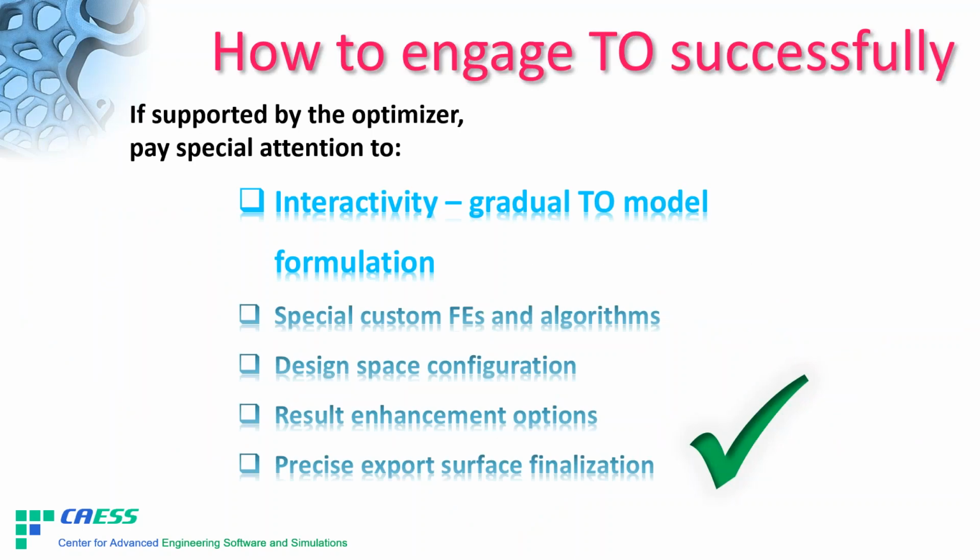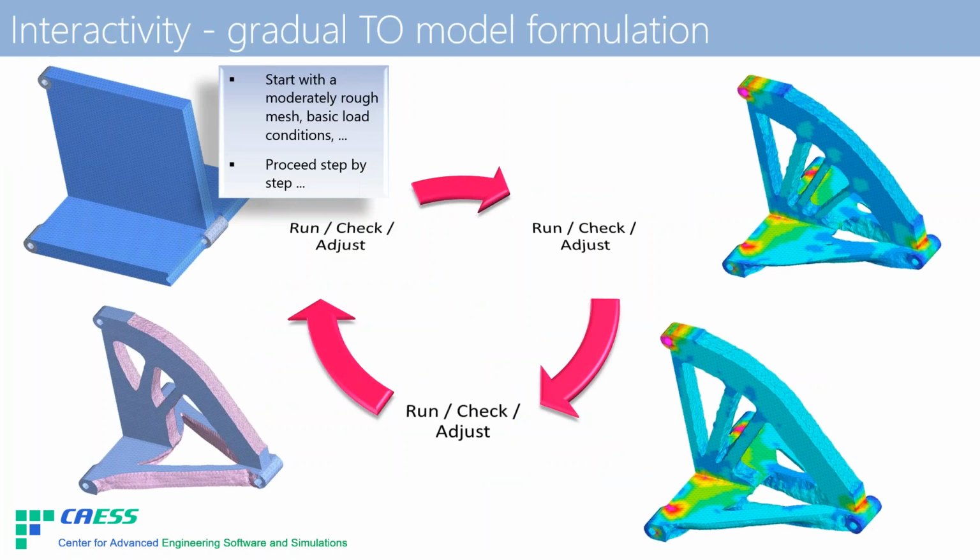Okay, now we are at our main topic, and this is how to engage topology optimization successfully. Now, there are quite some issues that actually have to be addressed very carefully, and I will go through these issues one by one, and I will also run example problems to explain what the point actually is. So let us start with the first. We call this interactivity.